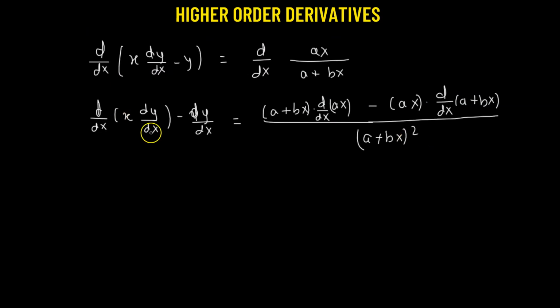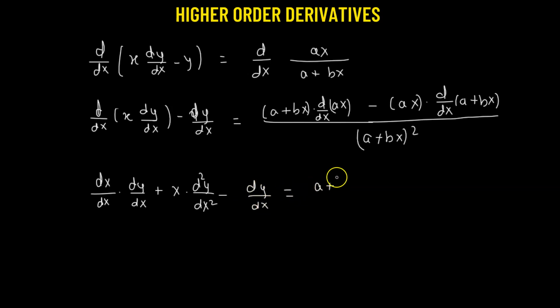So here we'll have to use the product rule. This is going to give us the derivative of x with respect to x multiplied by dy over dx plus x times the derivative of dy over dx with respect to x, that is the second derivative of y with respect to x, minus the derivative of y with respect to x, equals a plus bx times the derivative of ax with respect to x, so that's simply a, minus ax times the derivative of a plus bx, which is b. Whole thing divided by a plus bx whole squared.